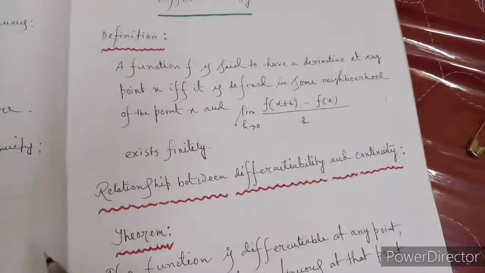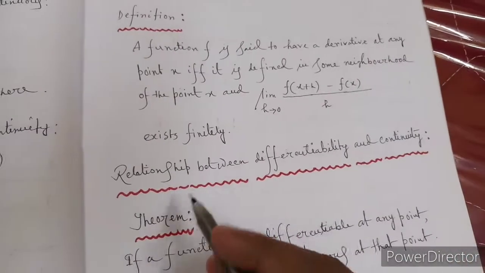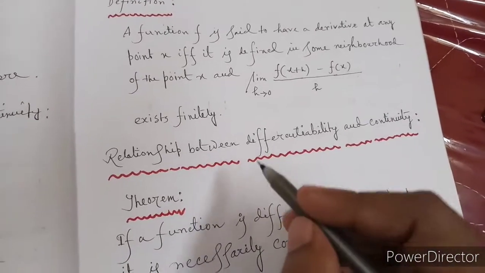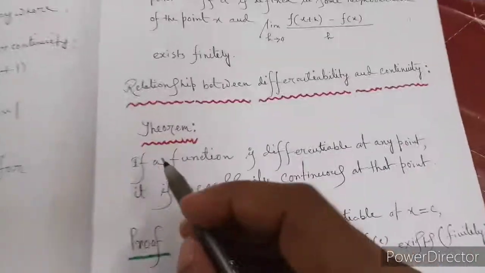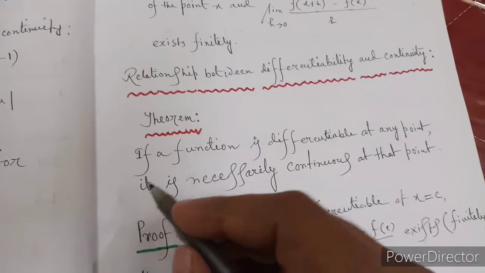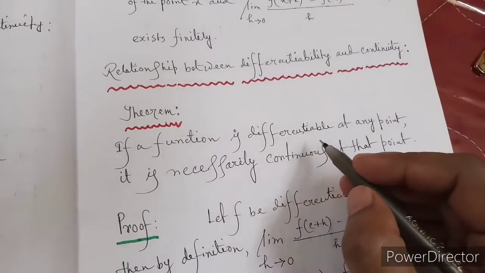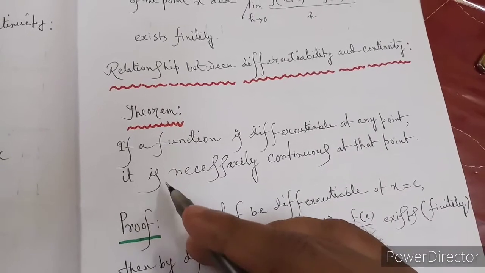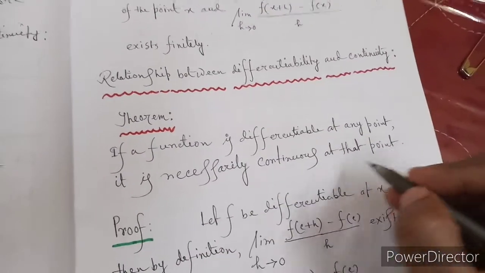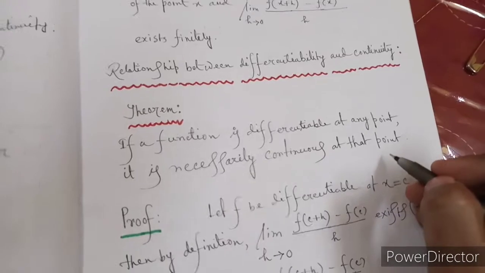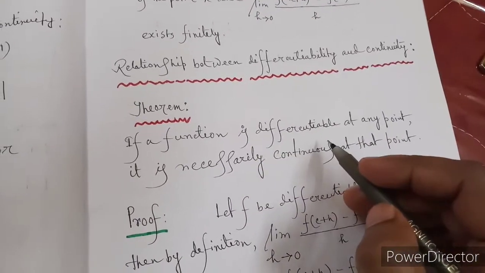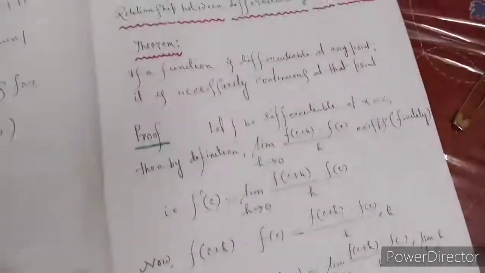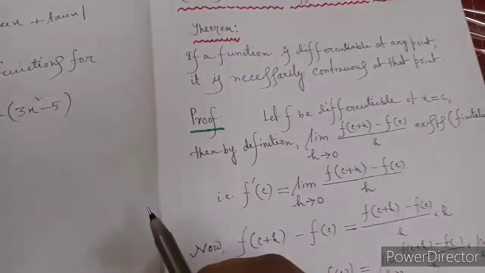So now the relationship between differentiability and continuity. It's a very important topic. So now the theorem: if a function is differentiable at any point, it is necessarily continuous at that point. That means differentiability implies continuity. So now the proof of this theorem.